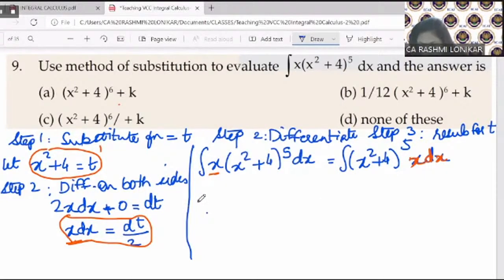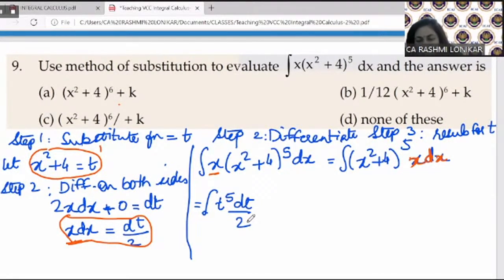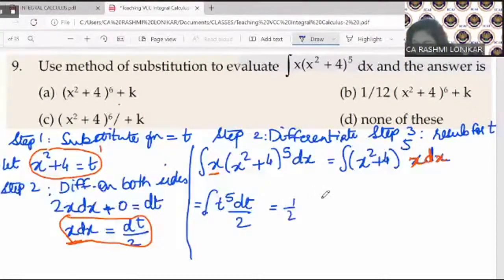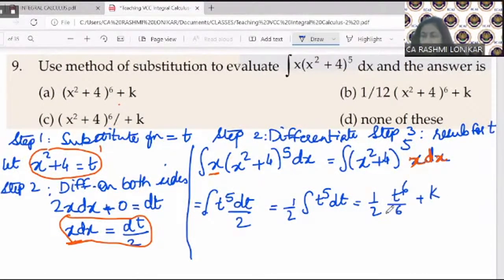So now this will be equal to, instead of x square plus 4, what am I going to write? Integral of t raised to 5, and instead of x dx, I'm going to write dt by 2. Now what will I get over here? 1/2 integral of t raised to 5 dt, which is equal to what? 1/2, t raised to 5 will become t raised to 6 upon 6 plus k. So this is equal to 1 upon 12 t raised to 6 plus k.